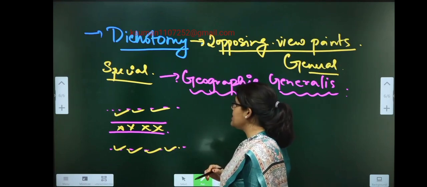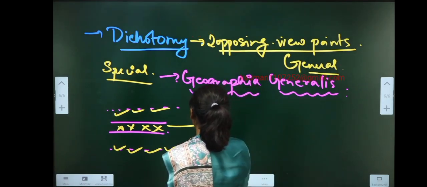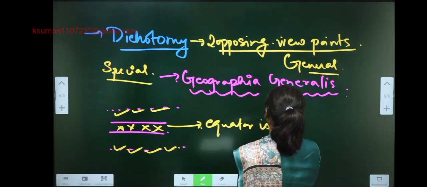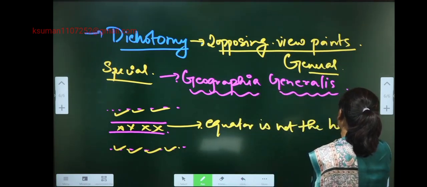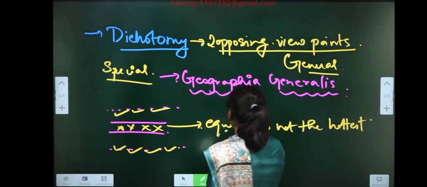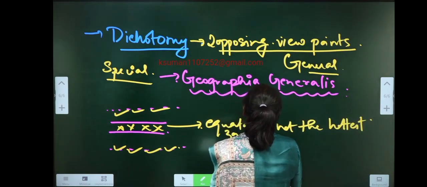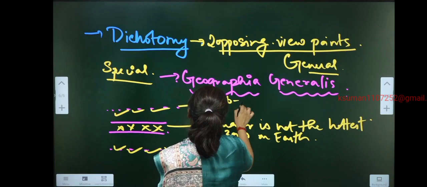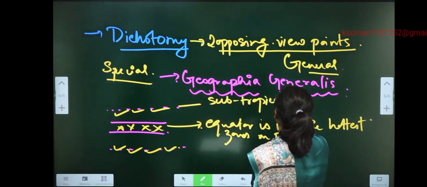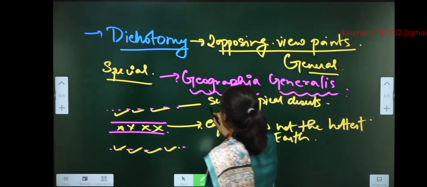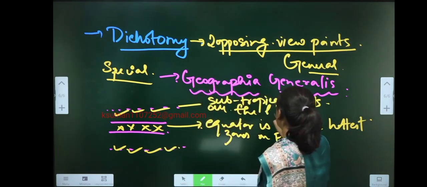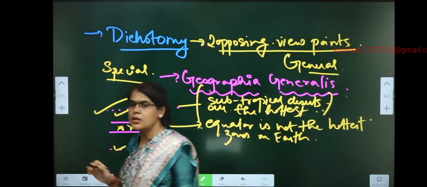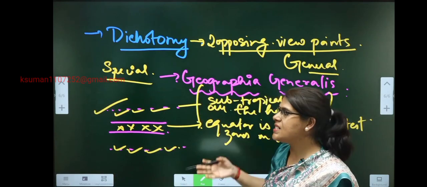the climatic regionalization. He says that the equator is not the hottest zone on earth. The subtropical deserts are the hottest ones. Understood? So subtropical deserts are the hottest ones.